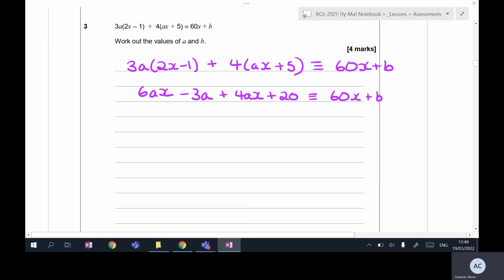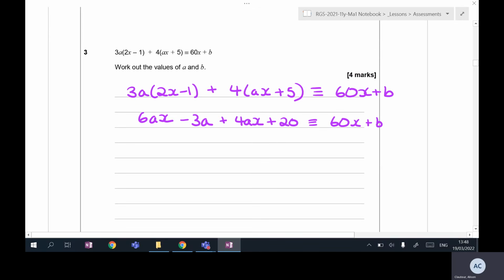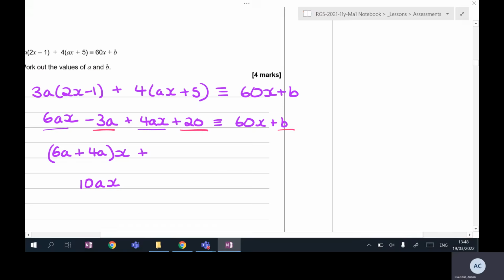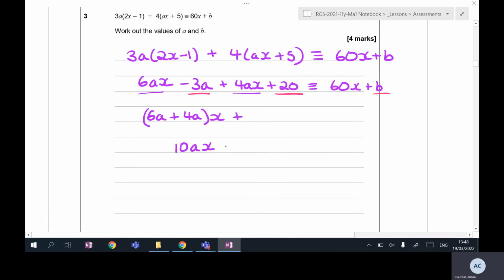Okay, so I'm just going to organise this side a bit more clearly. If I look at my x terms, I've got 2 terms that have got x in them. So I've got 6a and 4a, lots of x. So in other words, I've got 10ax. Then anything that hasn't got an x in, I'll do this in a different colour to show you. So these ones are what haven't got an x in them. There's not much I can do with that, so my constant would just be 20 minus 3a.